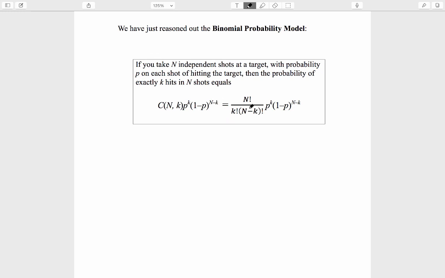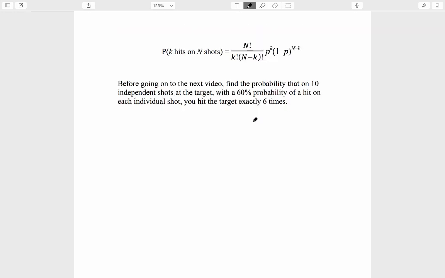And to make this an even more explicit formula, we can take the n choose k here and just write what it equals in terms of n's and k's and factorials. That may look a bit intimidating, but there are many examples, and with practice this will become entirely natural. Speaking of practice, before going on to the next video, find the probability that on 10 independent shots at the target, with a 60% probability of a hit on each individual shot, you hit the target exactly 6 times. And for reference, here is the formula.